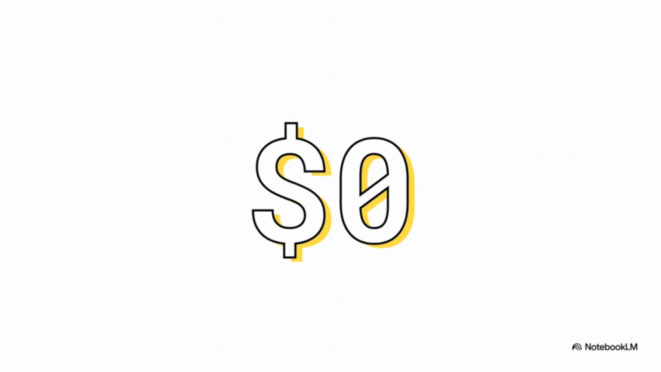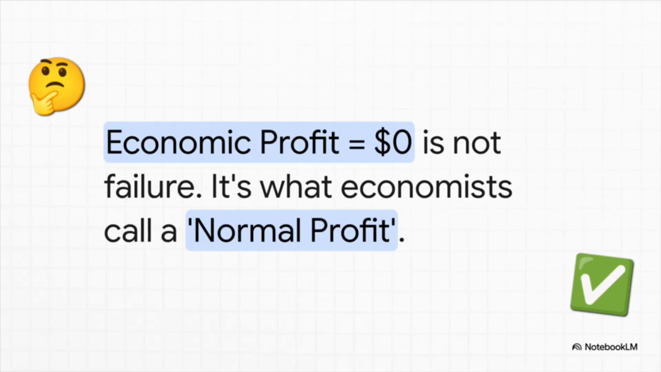We take that same $1,000 in revenue, but now we subtract the total costs. That's the $900 in explicit costs plus the $100 in implicit costs. And what does that leave us with? A big fat zero. Do you see the difference? The accounting profit looked great at $100, but the economic profit? It's zero. Now, I know what you're thinking.